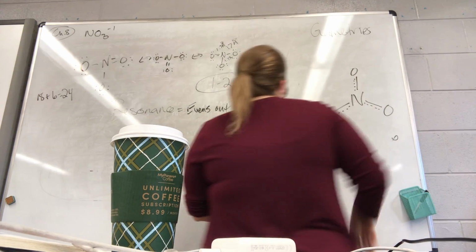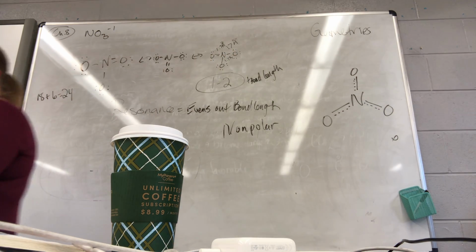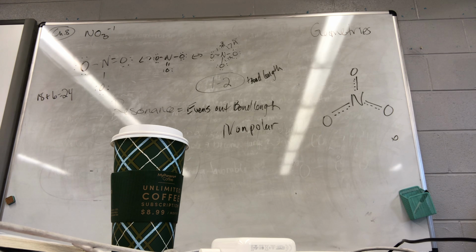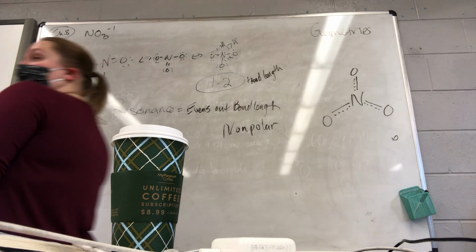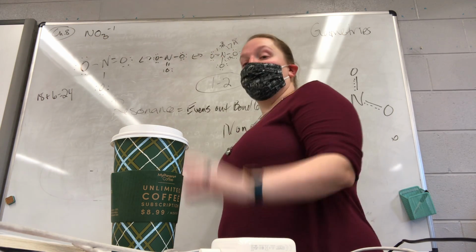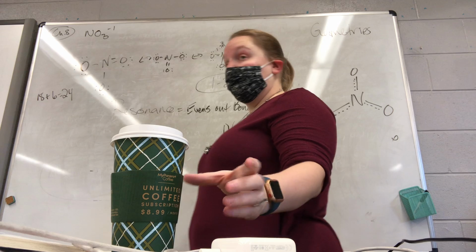I wrote bent on my test. Wrong, it is not bent. What was the answer? Trigonal pyramidal. That's what I wrote. You're talking about the tetrahedral structure? Oh, yeah, that was the one I was referring to. 4F. Are you talking about the tetrahedral structure or the trigonal planar structure?